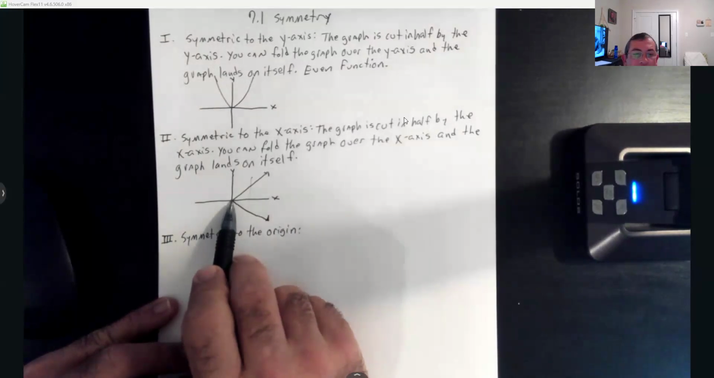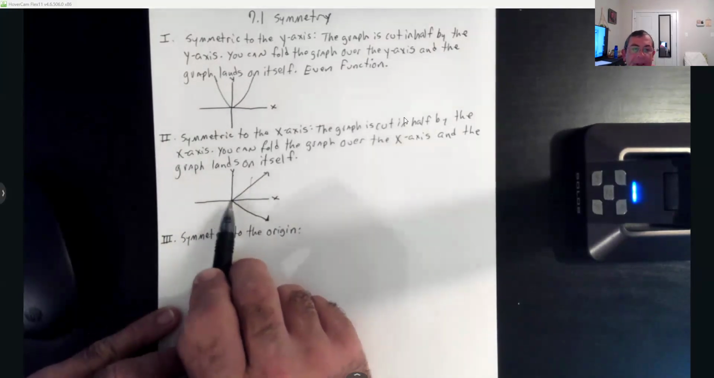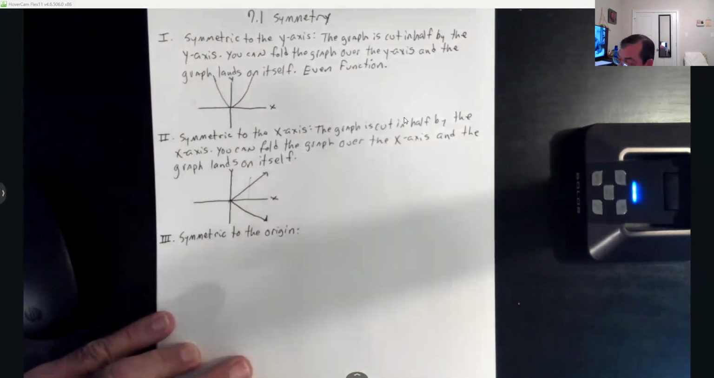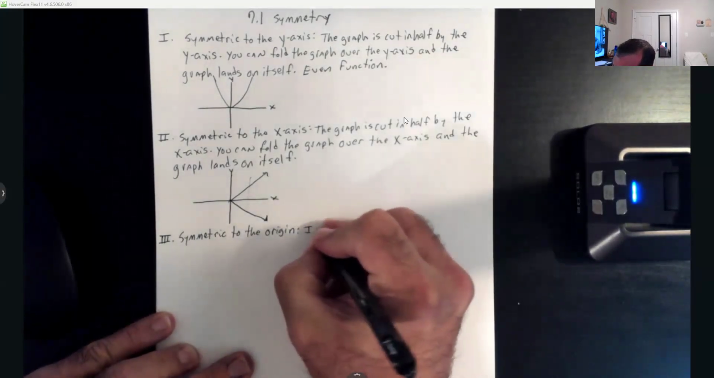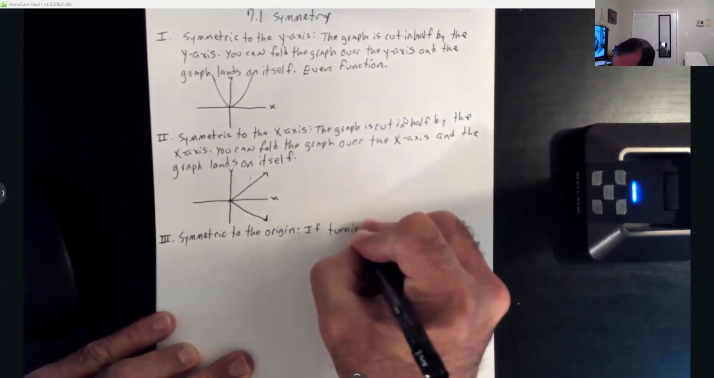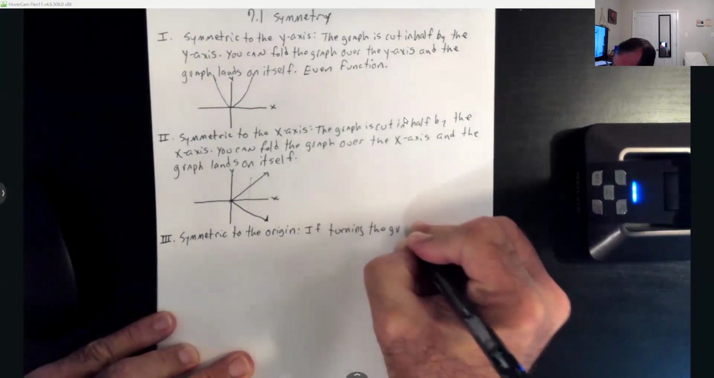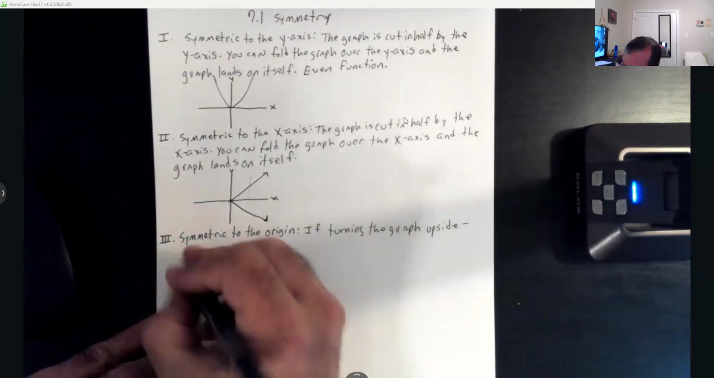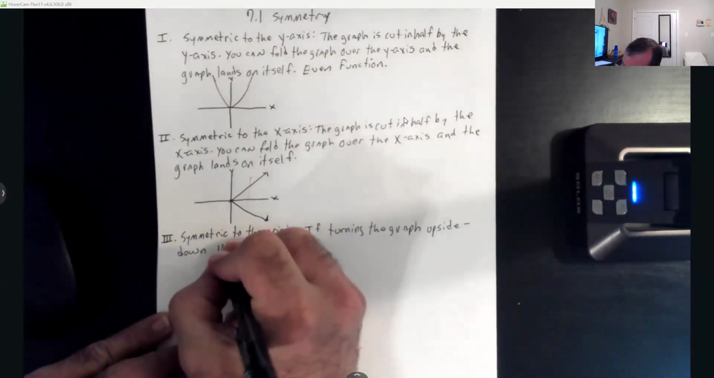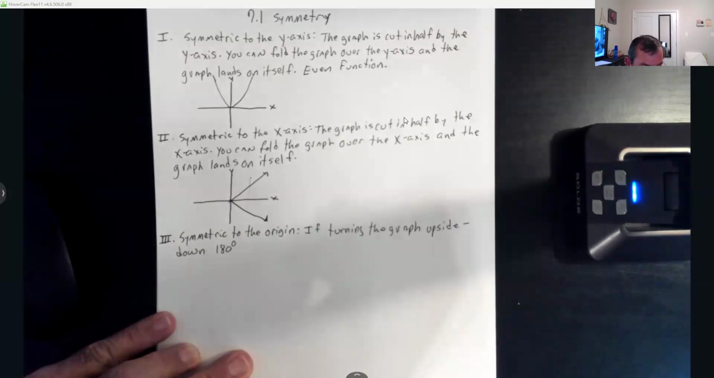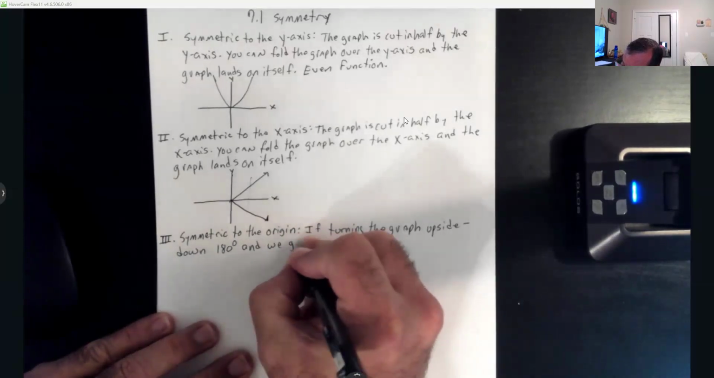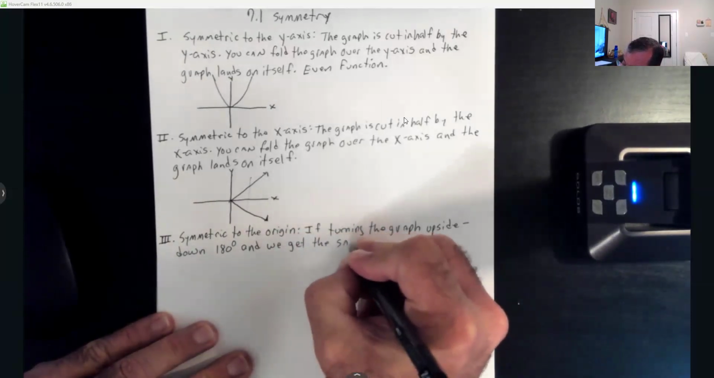And y'all remember, the origin of a graph is the center of the graph. Okay, that's where 0, 0 is located at. That's what we're talking about when we're talking about the origin. So this one you check differently. If turning the graph upside down 180 degrees, we get the same picture, and we get the same graph.